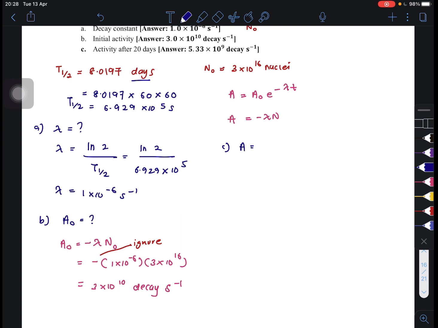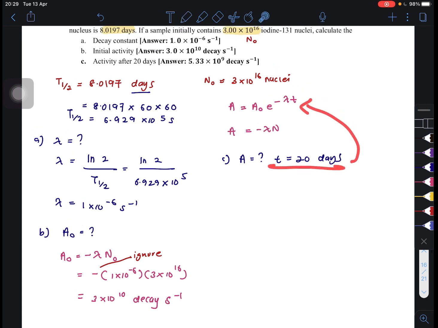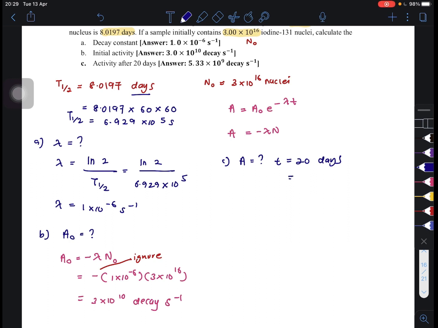What is the activity after T is equal to 20 days? So apabila kita diberikan condition macam ni, we can use this formula. Di mana 20 days dekat sini you must convert to second. So 20 times with 24 hours times with 60 minutes 60 second. So sama dengan 1.728 exponent 6 second.